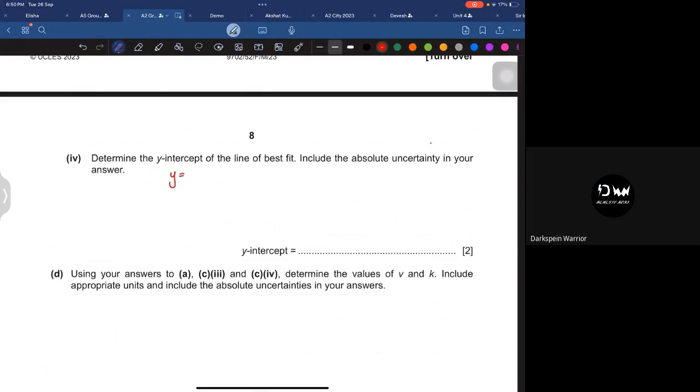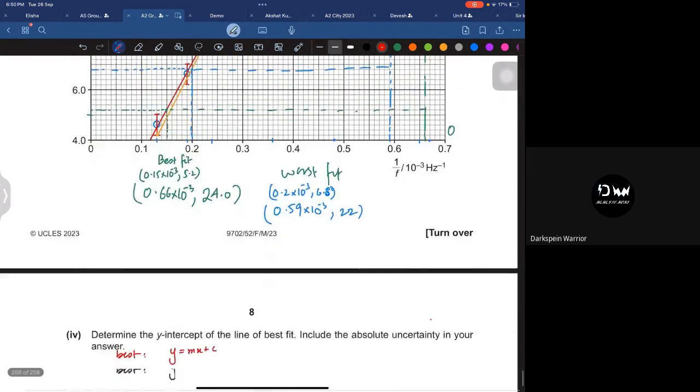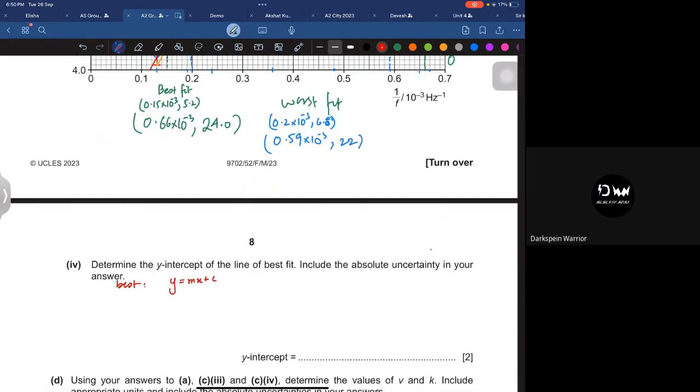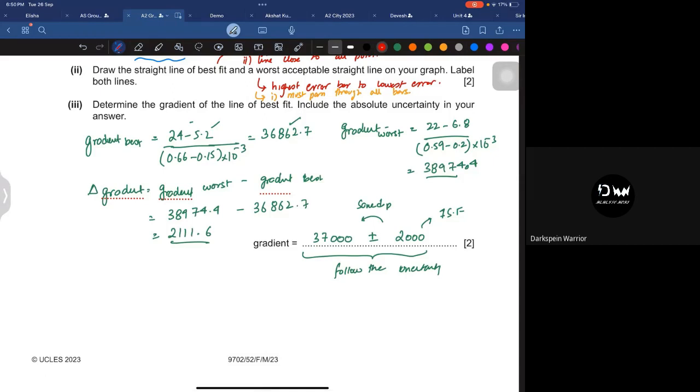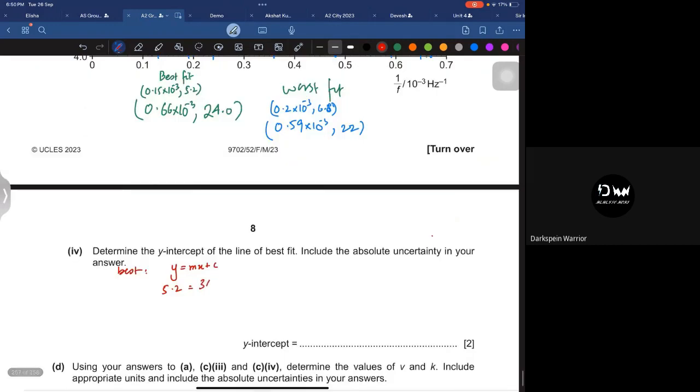So y equals mx plus c is our best fit equation. First, we're going to do it for the best fit. For the best fit line y-intercept, we're going to take any two points. You can also take the gradient points, it's fine. So let's take 5.2. The gradient of best fit was, I would recommend that you take this gradient, not the rounded off gradient: 36862.7. The x point was 0.15 times 10 raised to minus 3, and we need to find the intercept. Can you please find the intercept, please?